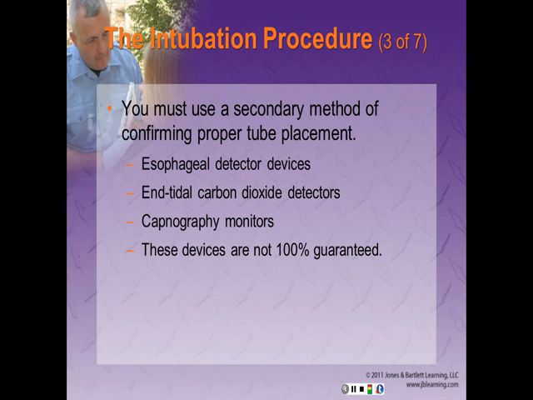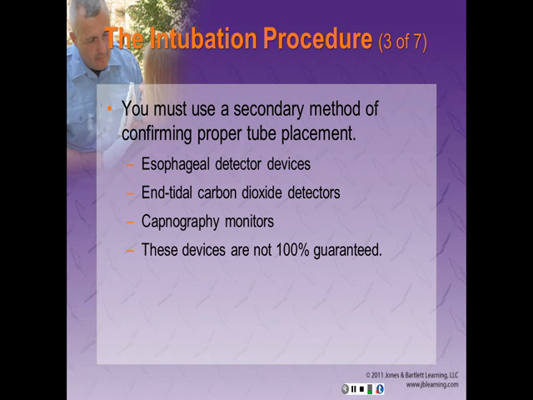End-tidal carbon dioxide detectors and capnography monitors sense the amount of carbon dioxide during the exhalation phase of ventilation. Place the device between the ET tube adapter and the bag mask device and ventilate the patient normally. After a minimum of 6 breaths, look for evidence of carbon dioxide production.